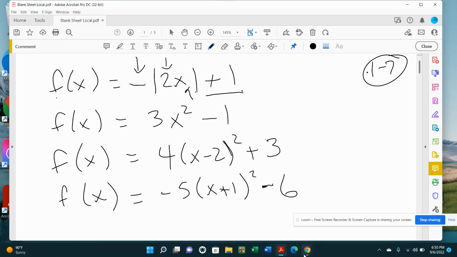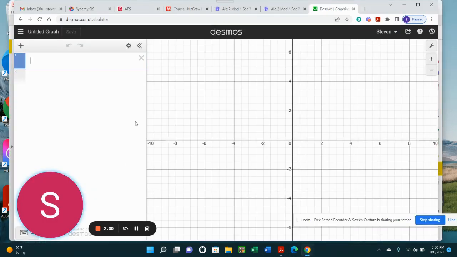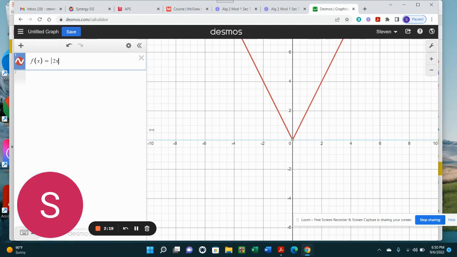So we'll do f of x equals, and we'll do the absolute value. We can do the absolute value by using the key, which is right above the backslash key, or above the enter key, I should say, in the shift mode. And so we can say 2x, and then close it out, and then plus 1.